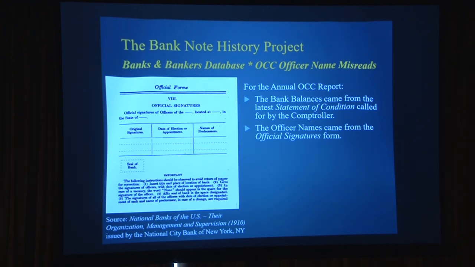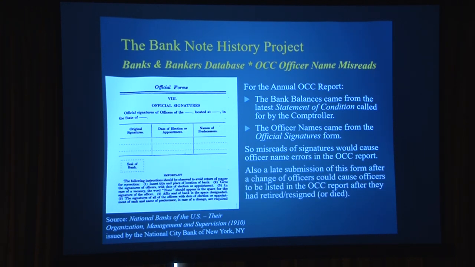And if they misread the signatures, you can see there would only be signatures. There's nowhere here where they're printing or typing the name. So it would make sense that if they're having to read from these signatures and misreading them, that's why those name errors would be showing up in the OCC reports. And another problem this solves is that a lot of times you'll see this form was late and submitted when they had a change of officers. They're supposed to send in an updated copy of this form with the new officer signatures.